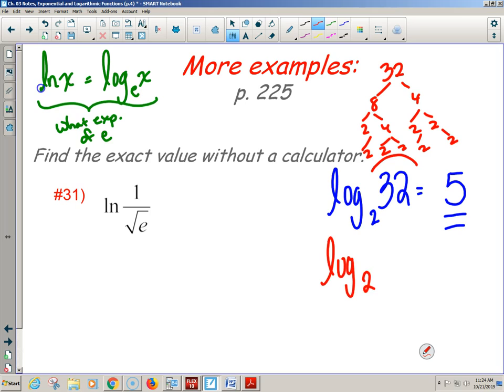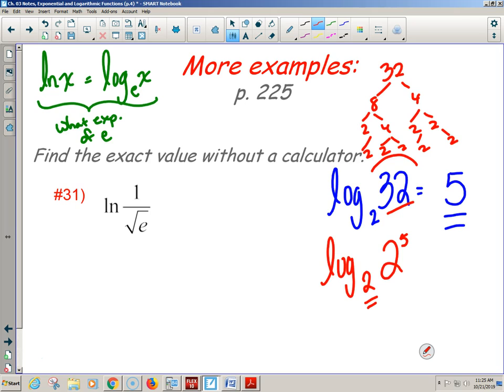Any logarithm is answering for whatever number is in the base: what power of that base is this argument? The answer is 5. So that was an old example. That was from last week's example.